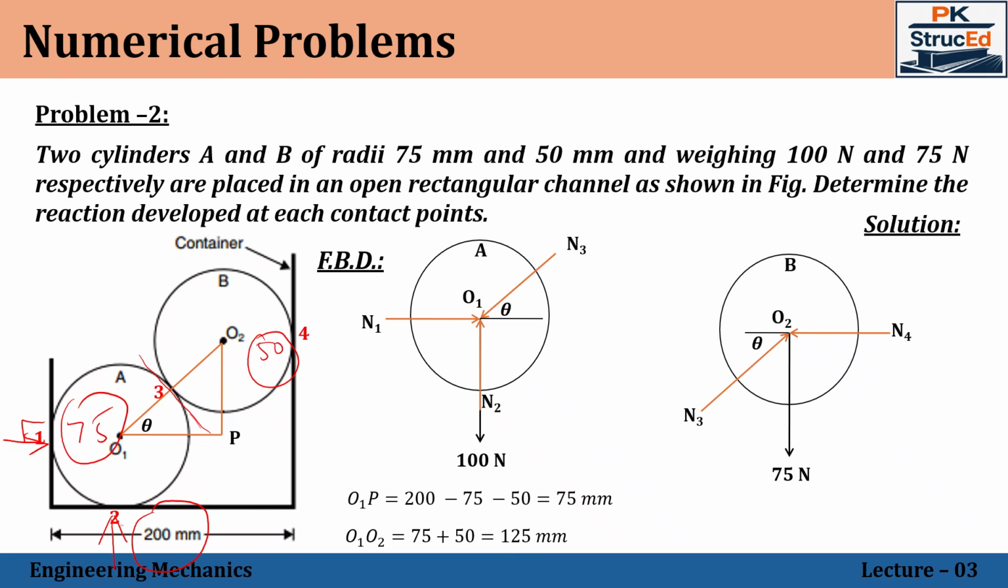Now taking theta, the opposite side is unknown, the adjacent side is known, and the hypotenuse is known. So we can use the cos formula. Theta will be equal to cos inverse of 75 divided by 125. We'll get the angle as 53.13. So now we have the angles, and we have already drawn the free body diagram. Next, we can easily apply the resolution of forces to solve for the unknowns N1, N2, N3 and N4.